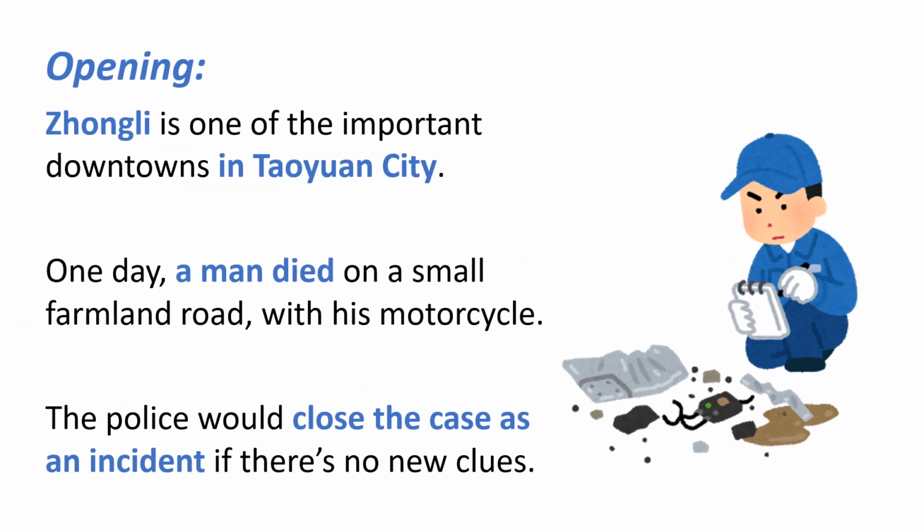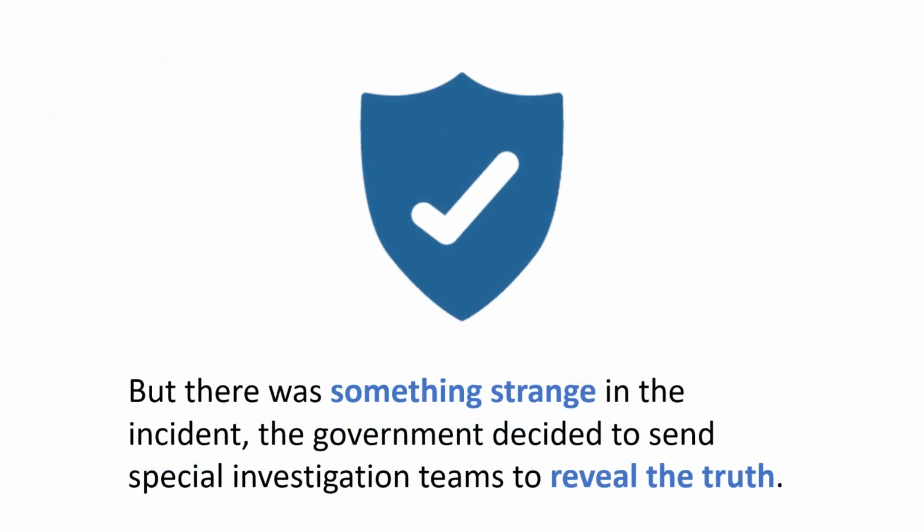Here's the story. Zhongli is one of the important downtowns in Taoyuan-shi. One day, a man died on the small farmland road with his motorcycle. The police will close the case as an incident if there's no clues. But there was something strange in the incident. The government decided to send special investigation teams to reveal the truth.